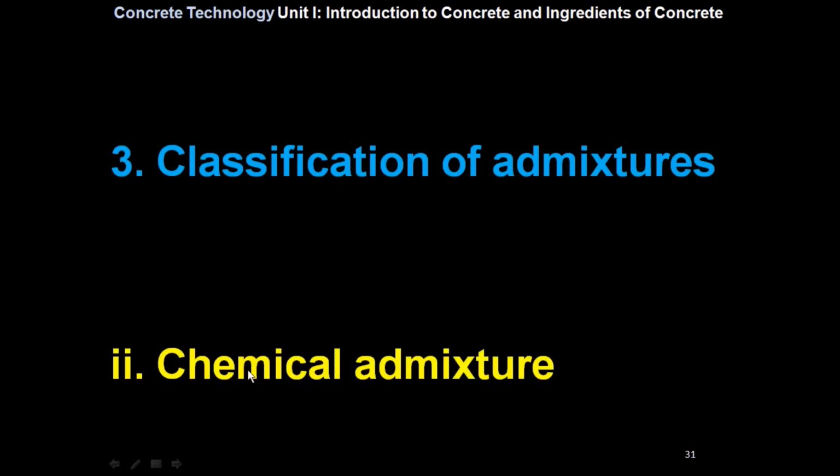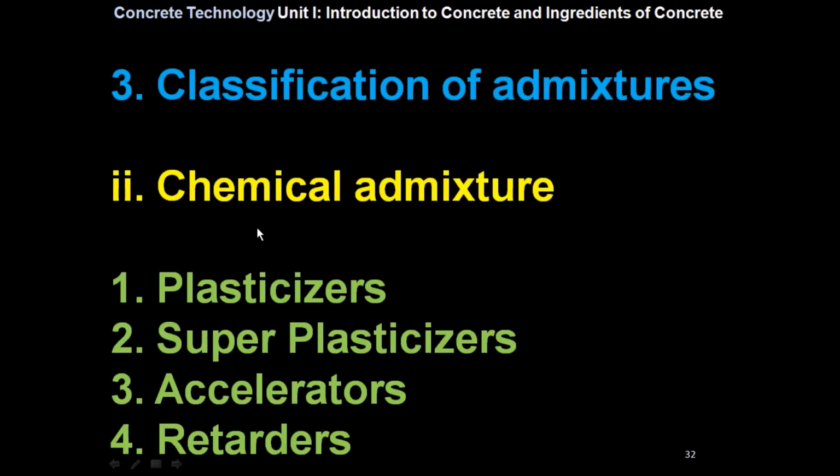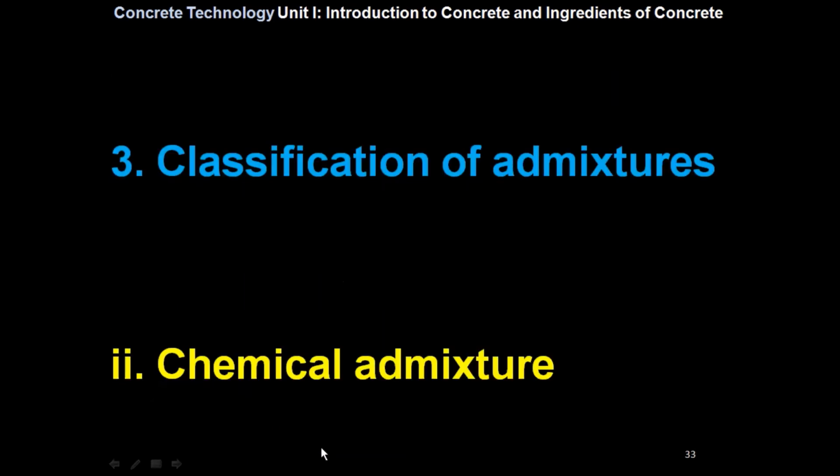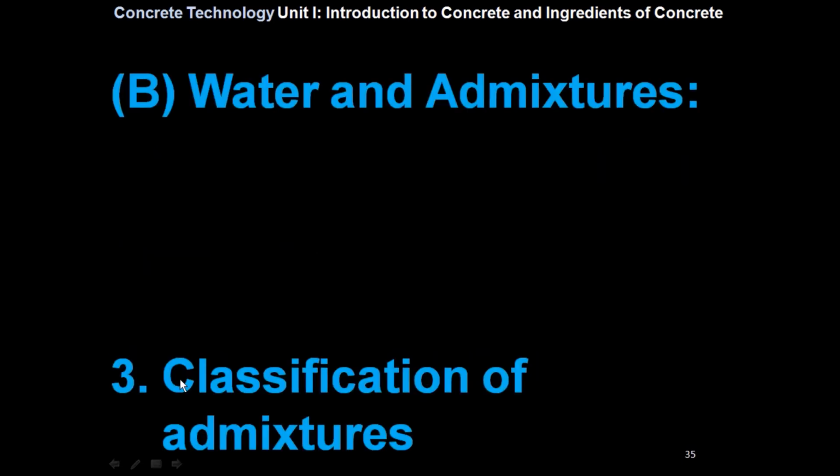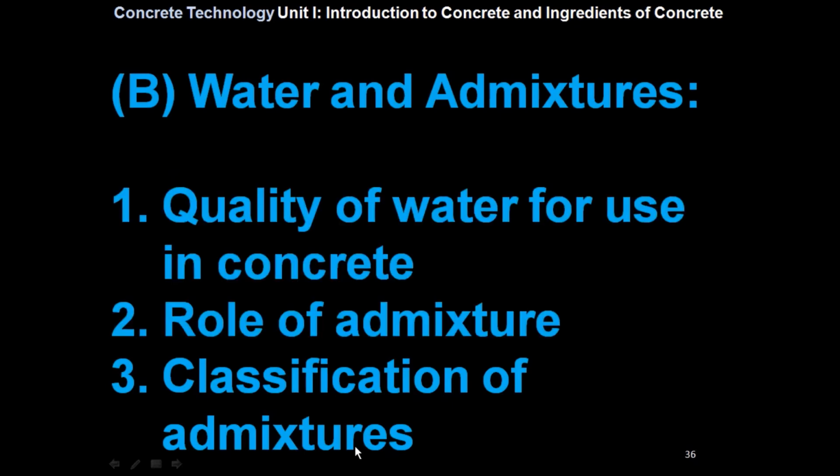Now we will see the chemical admixture. Chemical admixture includes the plasticizers, superplasticizers, accelerators and retarders. So we have seen the chemical admixtures. Classification of admixtures, we have seen mineral and chemical admixtures. So we have seen the classification of admixtures.